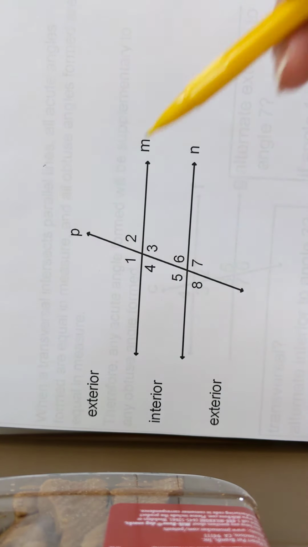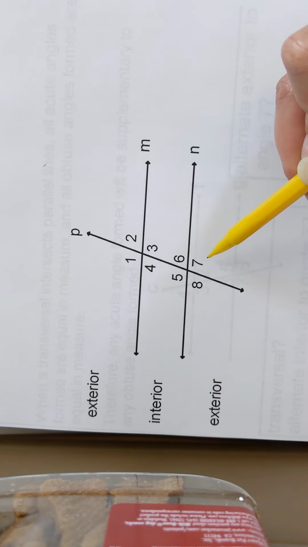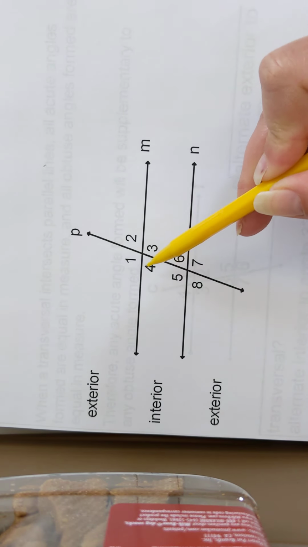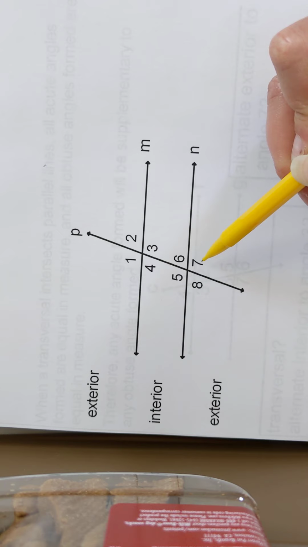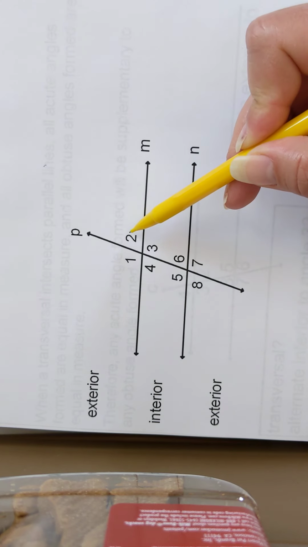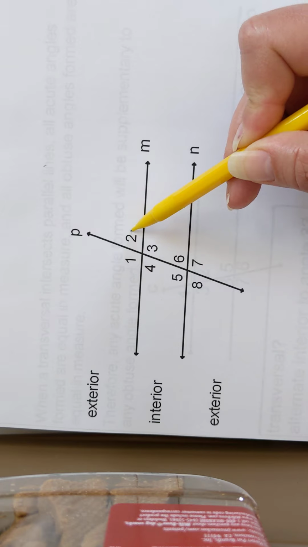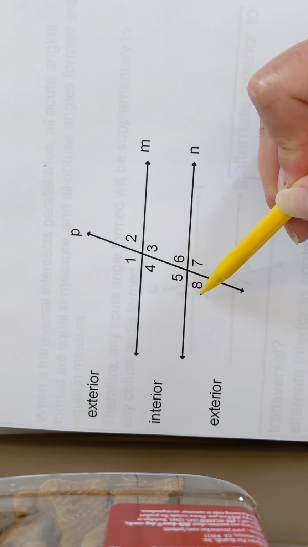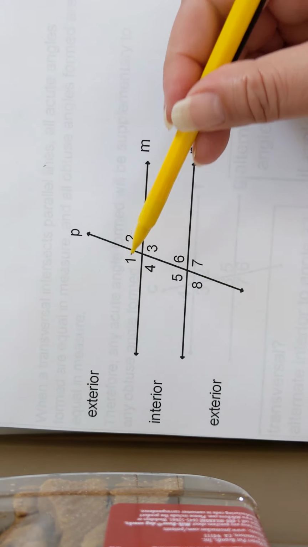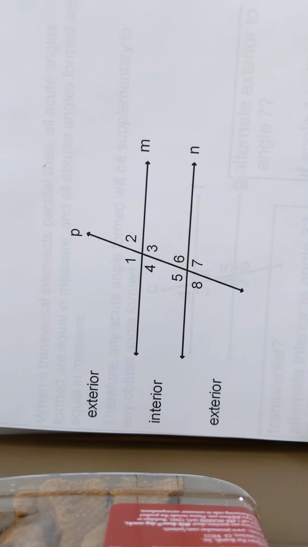Alternate exterior, angle 1 and angle 7. They are on opposite sides of the transversal, so those would be alternate exterior angles. The same relationship would work with angle 2 and 8. They are also on opposite sides of the transversal and they are in the exterior portion.